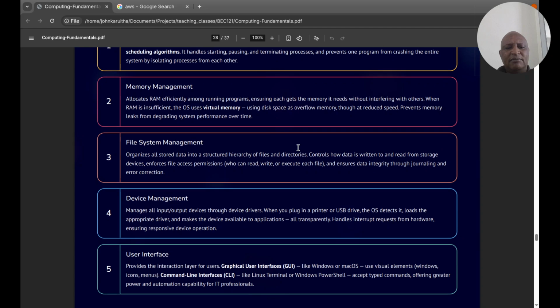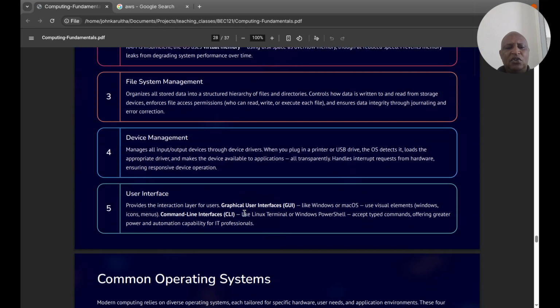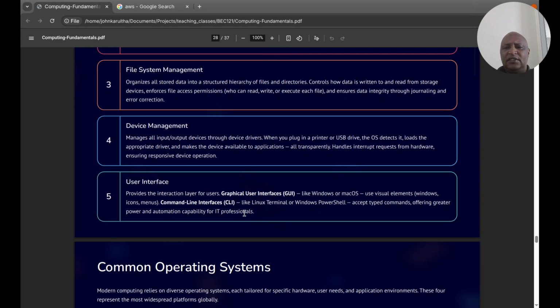It allocates RAM. If you have memory in your computer, it is the one that is going to allocate. Then file system management: it organizes files in your memory. It manages all input and output devices. So it is the one managing the hardware that you have, that is the monitor itself, the mouse, the scanners, the printers, and whatever else. And it provides a user interface.